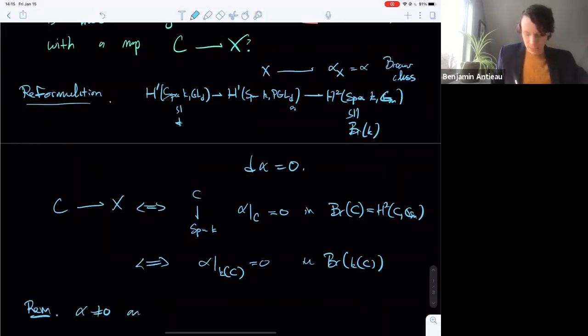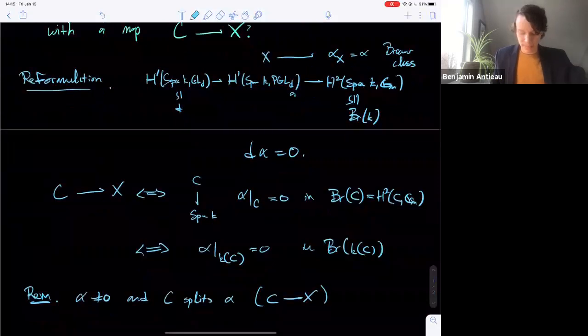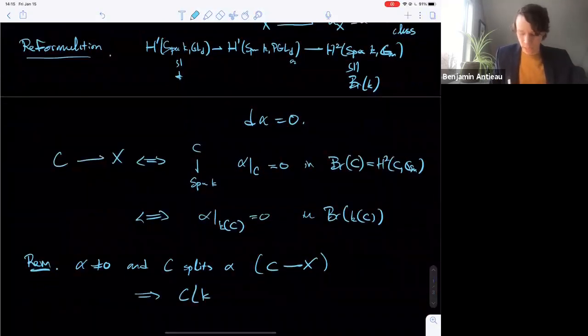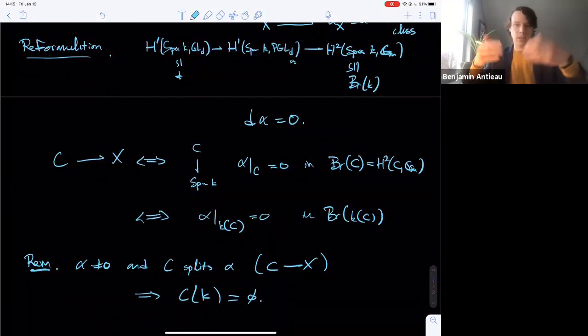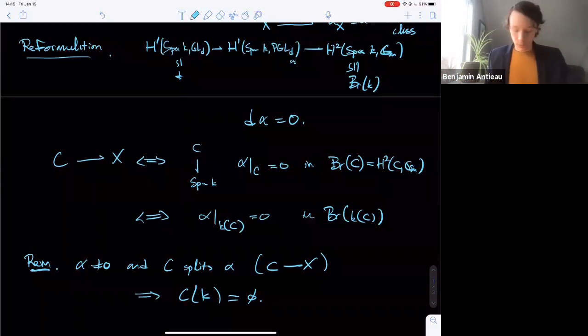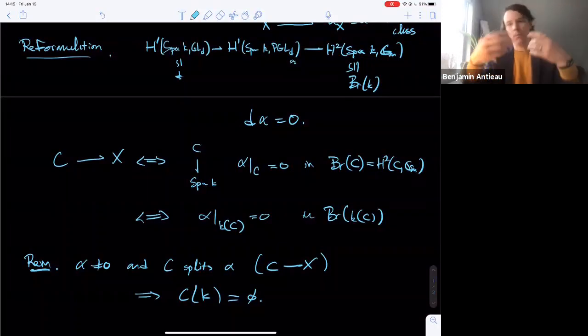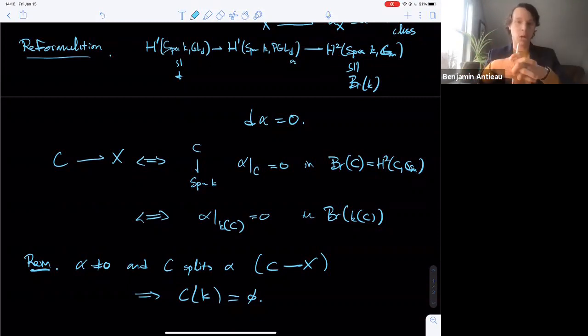Now it's clear from this that if alpha is not zero and C splits alpha in this sense, equivalently there's a map from C to X, then together these two things imply that C has no rational points. That's why we're speaking of genus one curves and not elliptic curves. Why? Well, if it had a rational point, the induced map on the Brauer groups would be an injection, so it couldn't possibly kill any Brauer classes pulling back to C. So that's what we want to know. Geometrically, we're interested in certain genus one curves sitting inside these arithmetic geometric objects, twisted projective spaces. Cohomologically, we're interested in splitting these Brauer classes.